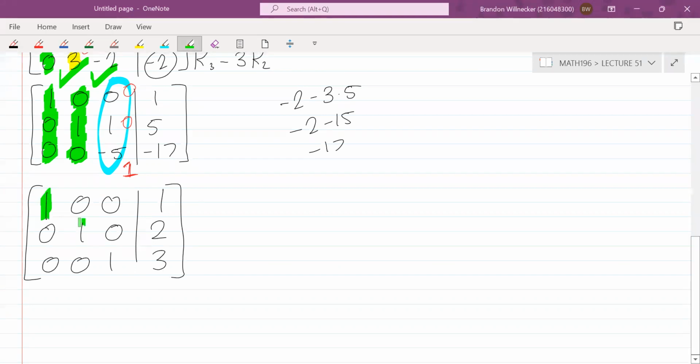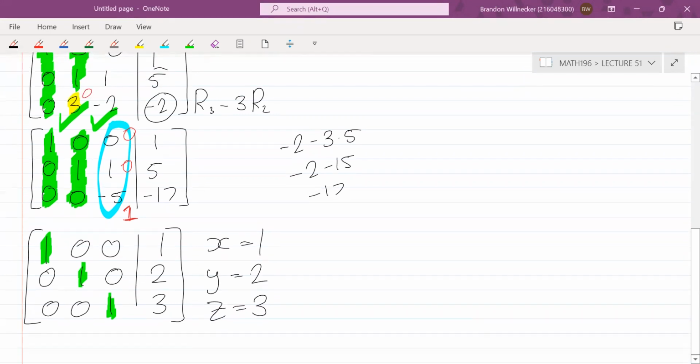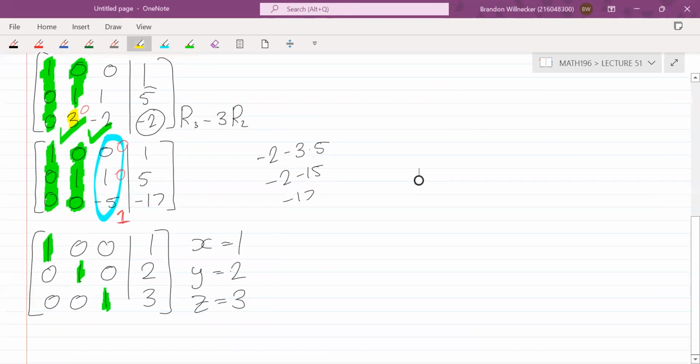So we've got these 1s along the diagonal. So that means the first row corresponds to x equals 1. The second row corresponds to y equals 2. And the third row corresponds to z equals 3. Okay, so we get x equals 1, y equals 2, and z equals 3. Okay, which is what we wanted. Okay, and then just the off diagonal bits here. Remember, those must all be zeros.